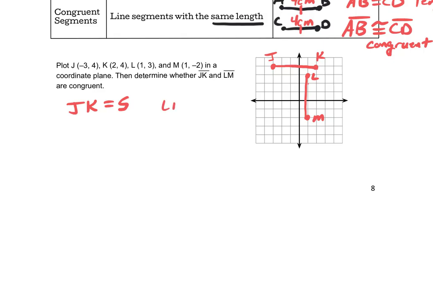And so here we would also say LM is 5. So the length of both of those is equal. So we can say that JK is equal to LM. Therefore, segment JK is congruent to segment LM.